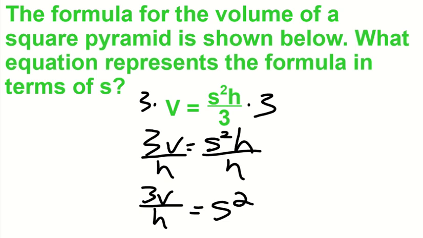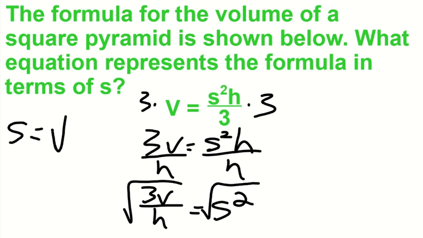How do I get rid of the exponent then? Square root. When we have an exponent, you take the root. When it's just a 2, you take the square root. So we'd have s equals square root 3v over h. Okay? Just a matter of doing your steps opposite, making sure you're going order of operations backwards with it, okay? Any questions there?